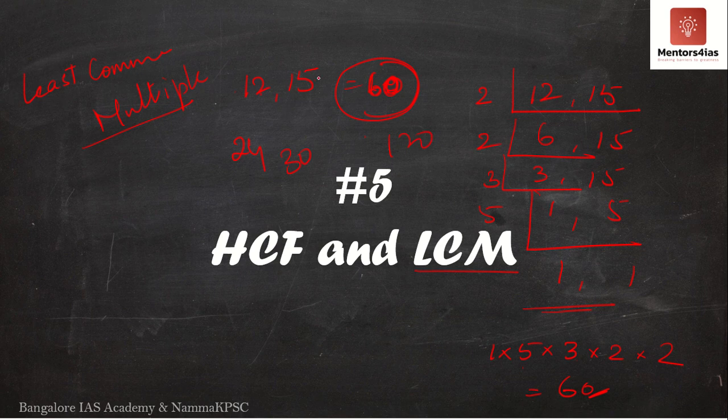120 is also divisible by 12 and 15, but this is not the smallest number. The smallest number to be divisible by both 12 and 15 is known as the least common multiple. So now if you've understood both HCF and LCM, I want you to remember this.